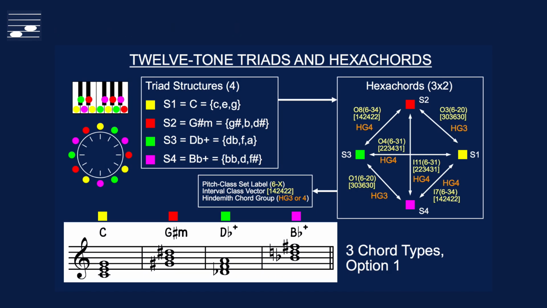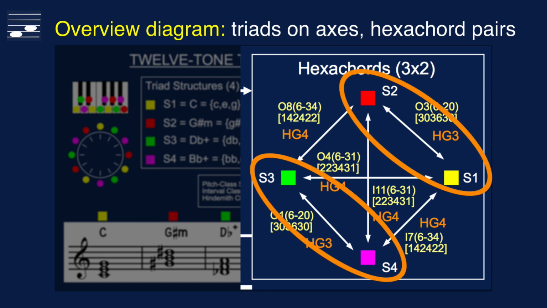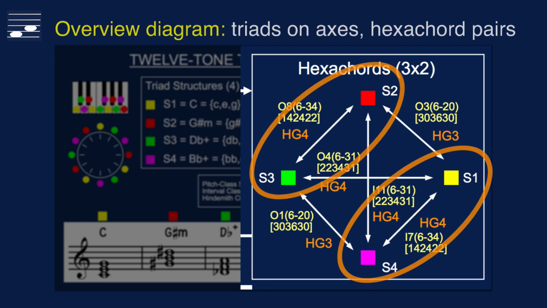In order to study hexachord properties, I'll use a different representation of the pairwise combinations. This diagram displays the 4 triad structures at the corner points of 2 perpendicular axes. The arrows indicate pairwise combinations. I'll show the 3 options for creating 2 hexachords, starting with S1 plus S2 versus S3 plus S4.